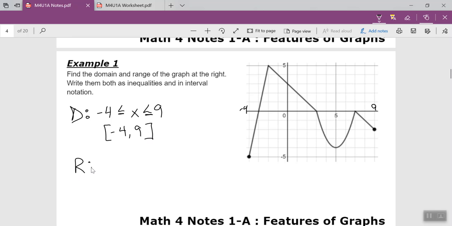Now, meanwhile, with the range, it goes from -5 up to +5. So we're going to say that from -5, and again, there is a clear point up there at the top. So that counts as part of the answer, and the range is going to involve Y's. So that's going to look like that. And then as far as the interval notation, it's going to look like that to that. And again, there are closed circles on both ends. So that's what the domain and range are going to look like for that graph.